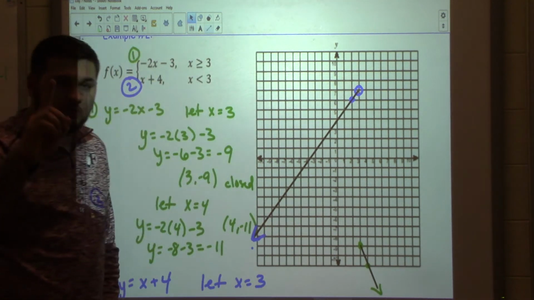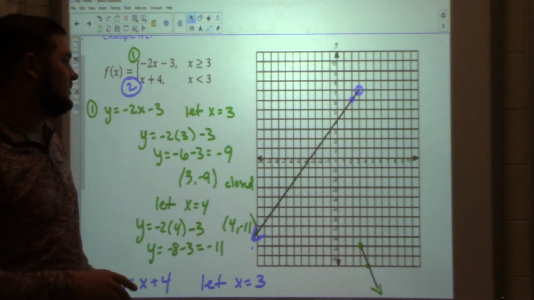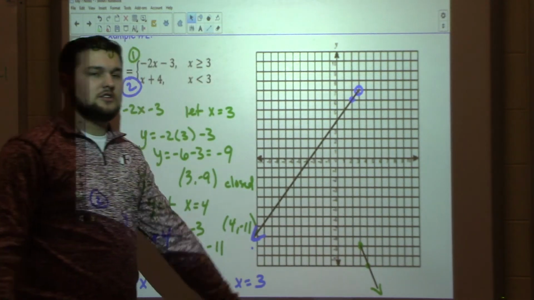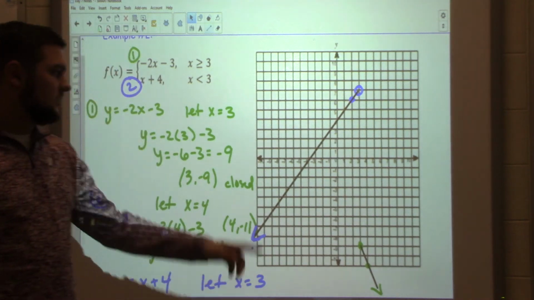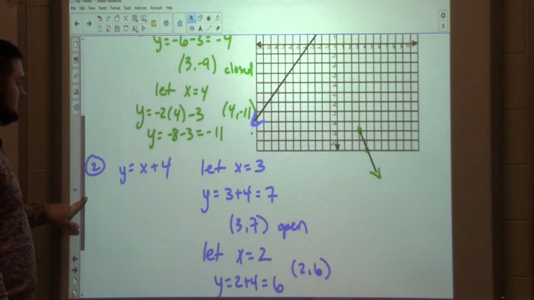Remember, the first point is your end point. So, 2 pieces. You need to find your end point first, find a point to show direction, and you can draw on your lines.